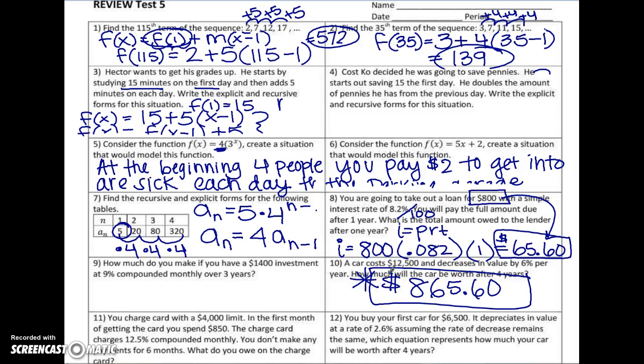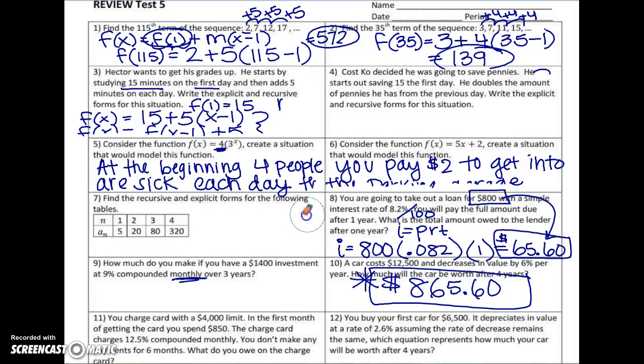Number 9, how much do you make if you have $1,400 invested at 9% compounded monthly over 3 years. Remember, the formula for compounding is A equals P, 1 plus R to the T. So on this one, we got A, the amount that you are going to pay. $1,400 is our principal.